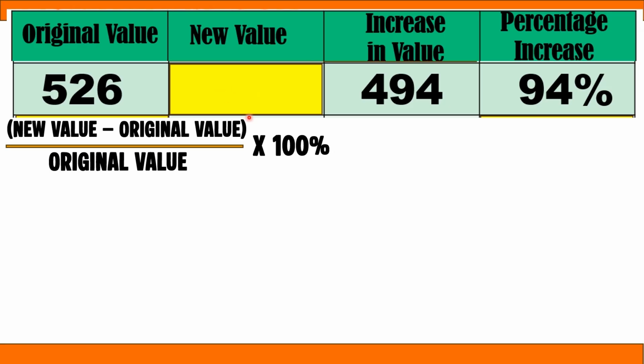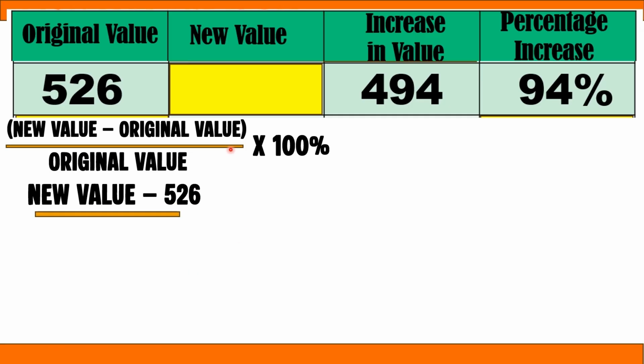Okay, now let's have the next table. In this table, our given are original value, which is 526, increase in value, which is 494, and percentage increase, which is 94%. Our missing value is new value. So how are we going to find new value? We substitute new value, which is unknown, minus the original value, which is 526, divided by the original value, which is 526, times 100%. Again, we cannot find new value using the formula.